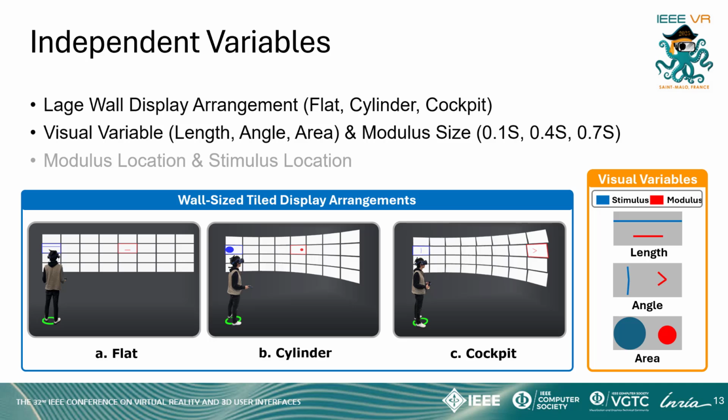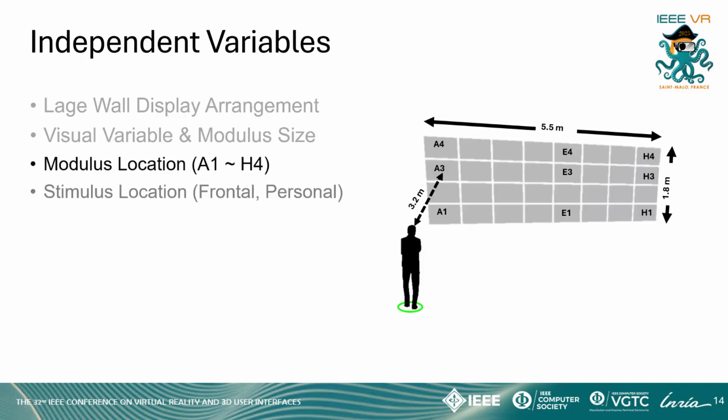When a new task is started, they have their own initial sizes called S. There are 3 modulus conditions. Three modulus sizes are 0.1, 0.4, and 0.7 times their initial stimulus sizes. For more details, please refer to our paper. There are 9 modulus locations from A1 to H4. In our analysis, results were analyzed by columns.